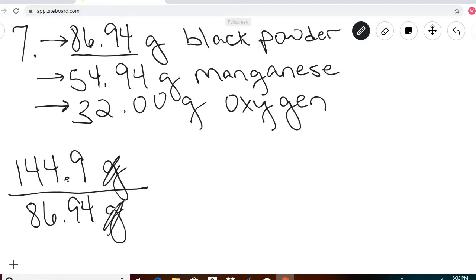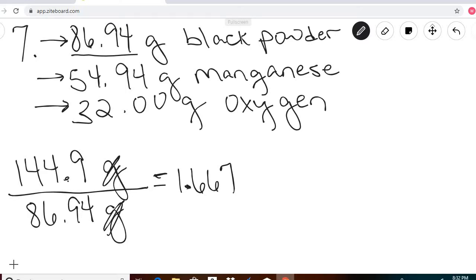Grams are going to cancel, so it will just be a ratio. So 144.9 divided by 86.94 gives us 1.666, with repeating sixes. And we have 4 significant figures, so 1.667 would be our ratio. Okay, so that's the amount that we want to make: 1.667 times the initial amount that we had.